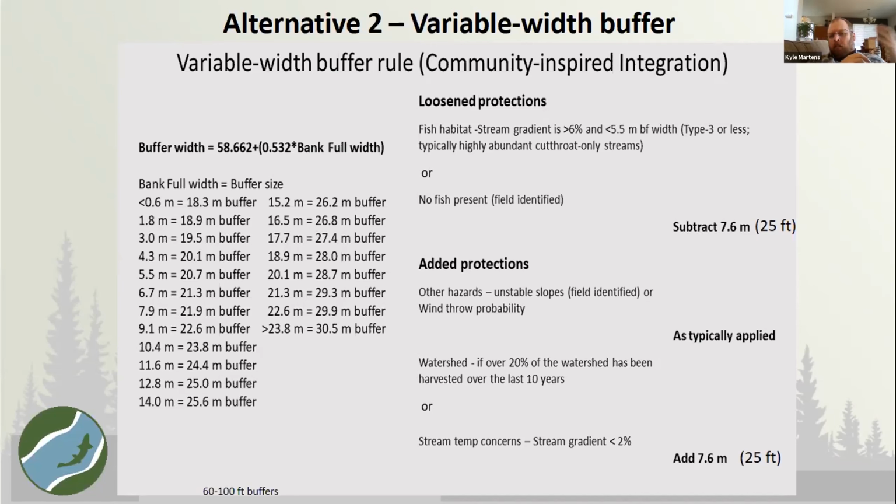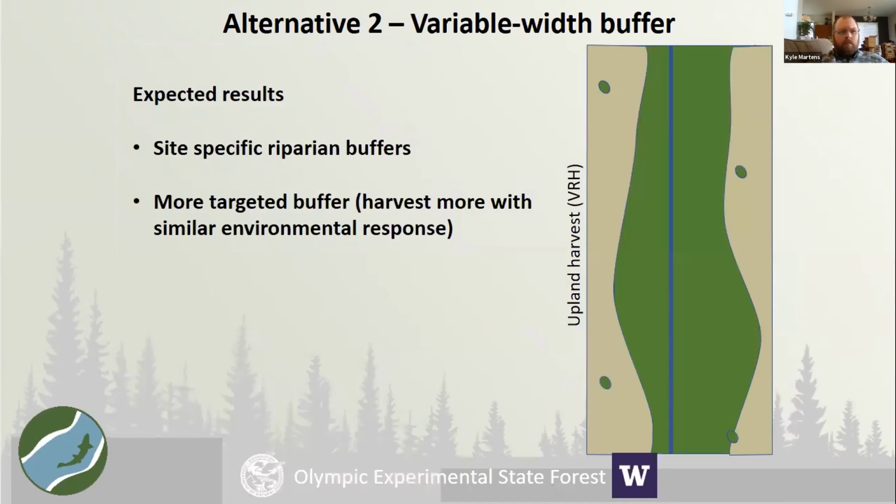In addition, in our lower gradient streams, where we think we may have more stream temperature concerns with additional harvest closer to the stream, we'll also add more buffer width. So our expected results with this, it's more of a site-specific riparian buffer. We feel that smaller streams don't need as much protection as our larger streams, and it's probably related to the size of the stream and the amount of buffer protection. So this will kind of test a little bit of that. Since this isn't community inspired, it is a more aggressive treatment and is aimed more at creating more revenue for the trust as well.